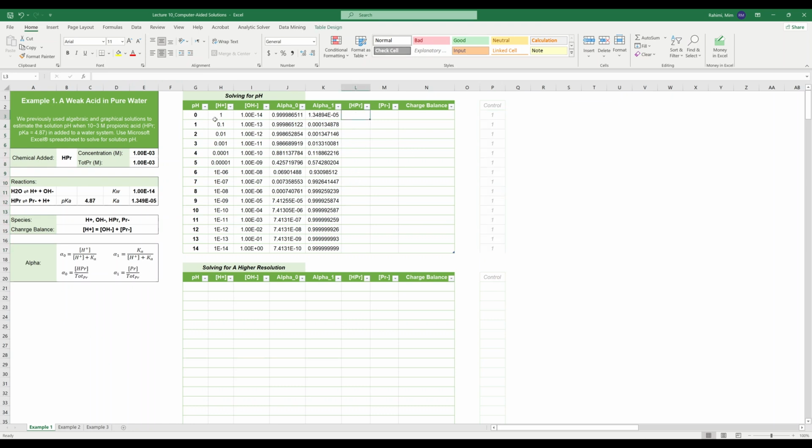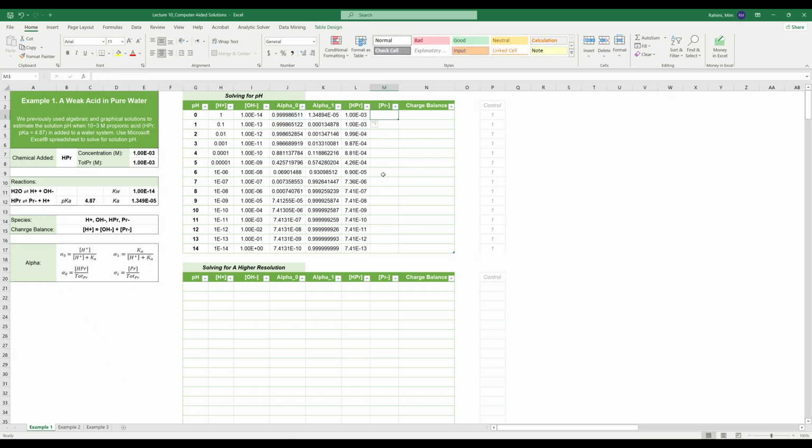So then, after having alpha values and also the total value, considering these two equations, I can calculate the concentration of HPR and PR minus. So HPR would be alpha 0 as a variable times the total concentration of PR, but this time this is a constant, so using the dollar.